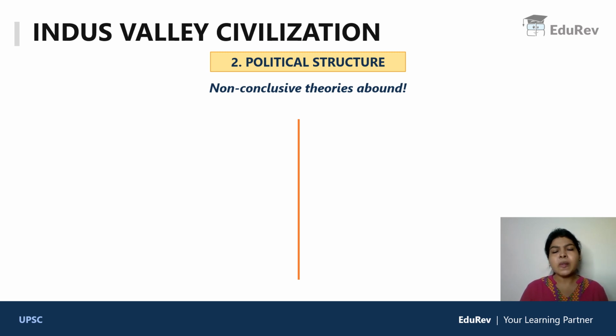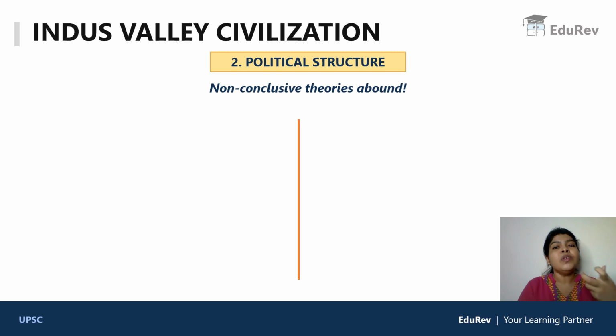That is because if you take the standardized brick measurement, the bricks are the same everywhere. Similarly, the mother goddess figures are appearing everywhere. Similarly, the seals are appearing everywhere. The pottery is appearing everywhere, which means there is a certain trend of standardization. There is a certain trend of uniformity which we are observing throughout the Indus Valley Civilization.